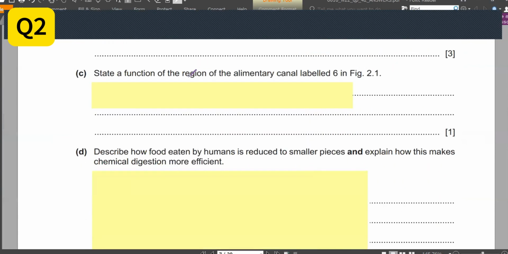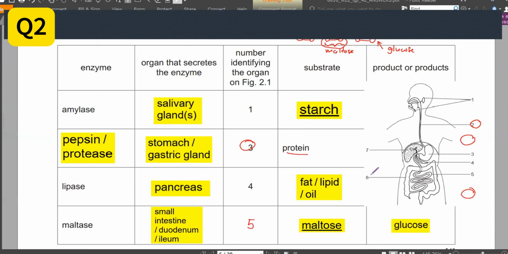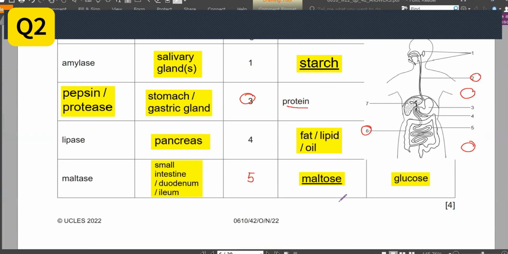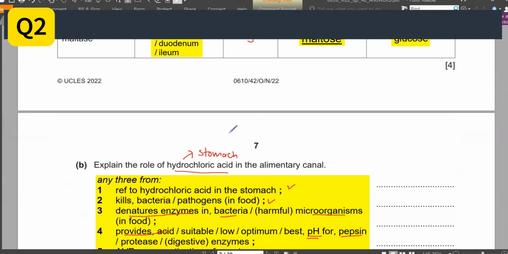Next, the function of the region of the alimentary canal labelled number 6. Coming back to here, number 6, we can see we are pointing at the large intestine. We are very familiar with that.